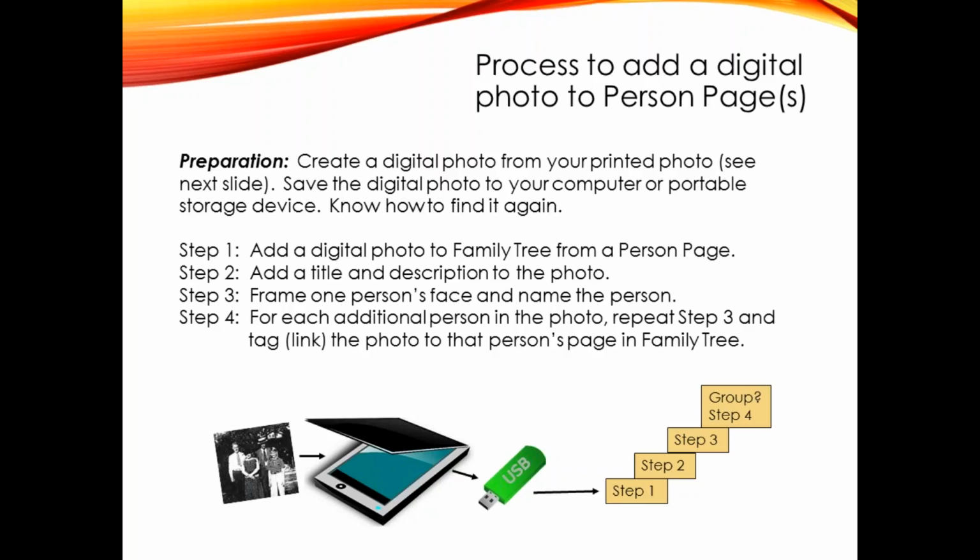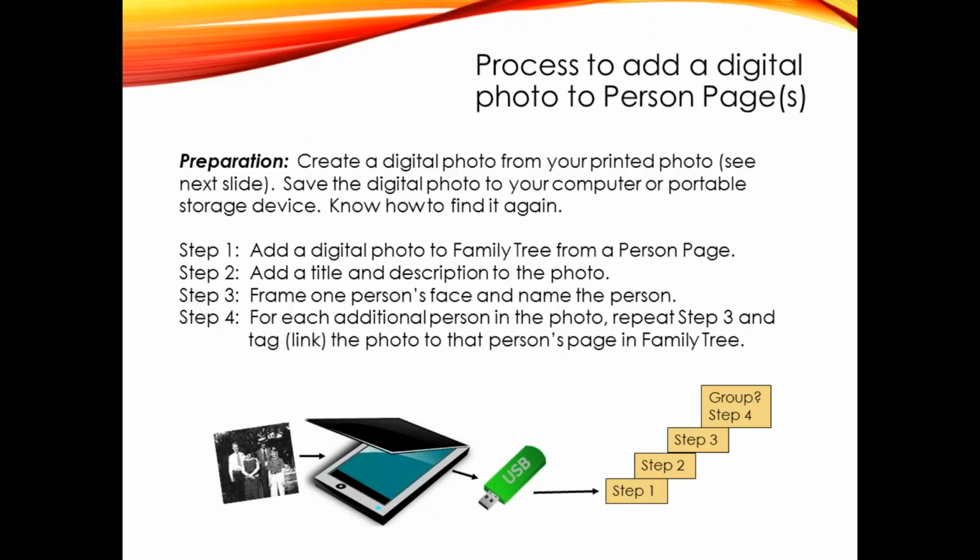The first step in adding a photograph to a person page in Family Tree is to create a digital photograph from the printed photograph you may already have. And so as an overview of the process we're going to complete, you need to prepare your photograph digitally to be added to a computer like FamilySearch, or a portable storage device like a flash drive that you possess. And of course know how to find it again, which is essential if you're going to quickly use this process.